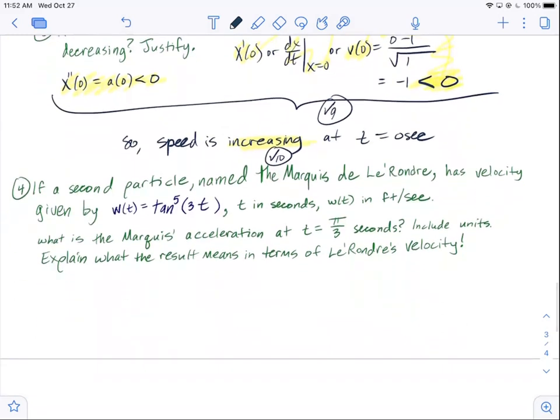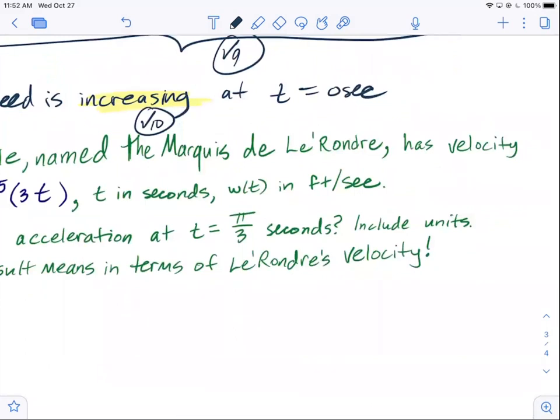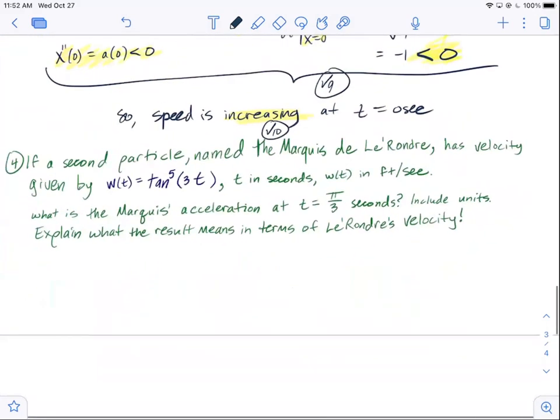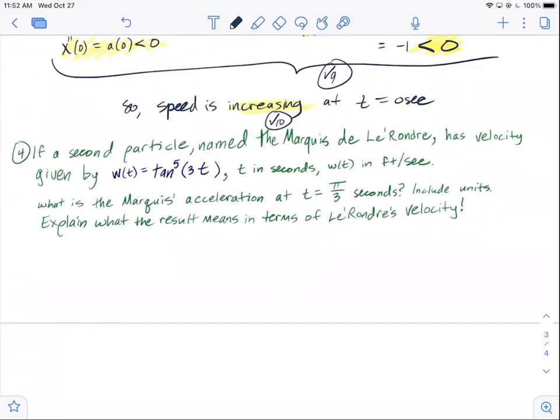Part 4. I don't know if you like this guy's name, but I thought really hard about giving him a cool name. If a second particle, named the Marquis de Lerondre, has a velocity given by w of t. I chose w in case some of y'all had chosen v for the other one. w of t equals tangent to the 5th of 3t, where t is in seconds and w of t is in feet per second. What is the Marquis's acceleration at t equals pi thirds? Include units and explain what the result means in terms of Lerondre's velocity.